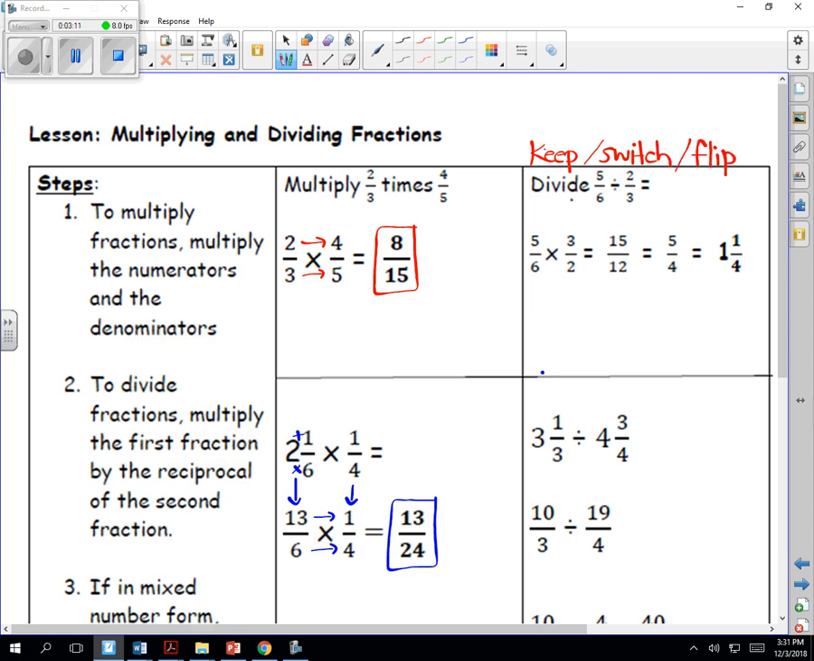So we are going to keep the first fraction as is. And then notice that the sign gets switched from division to multiplication. And then we take the reciprocal of, or we flip the second fraction. And then we simply multiply across 15/12. And what do you notice? 15/12 can be reduced. They both have a common factor of 3. And then that is an improper fraction here, so it needs to be rewritten as a mixed number, and this is your final answer.